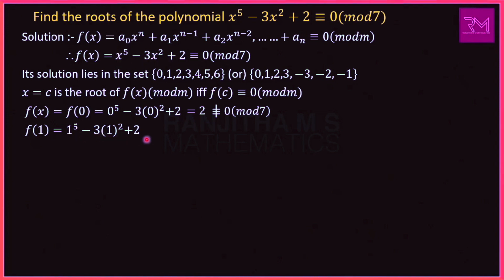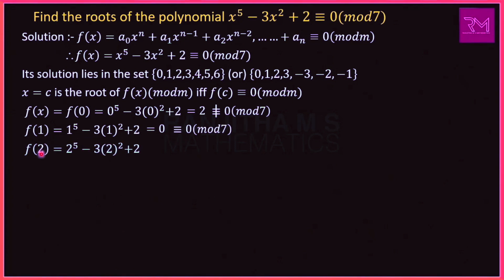1 minus 3 is minus 2. Minus 2 plus 2 is 0. Obviously, 0 is congruent to 0 mod 7, so it satisfies. This is because 7 divides 0 minus 0, which is 0. 7 divides 0 is nothing but 0 divided by 7, and 0 divided by anything is 0. So it satisfies. Hence x equals 1 is a root for the given polynomial.